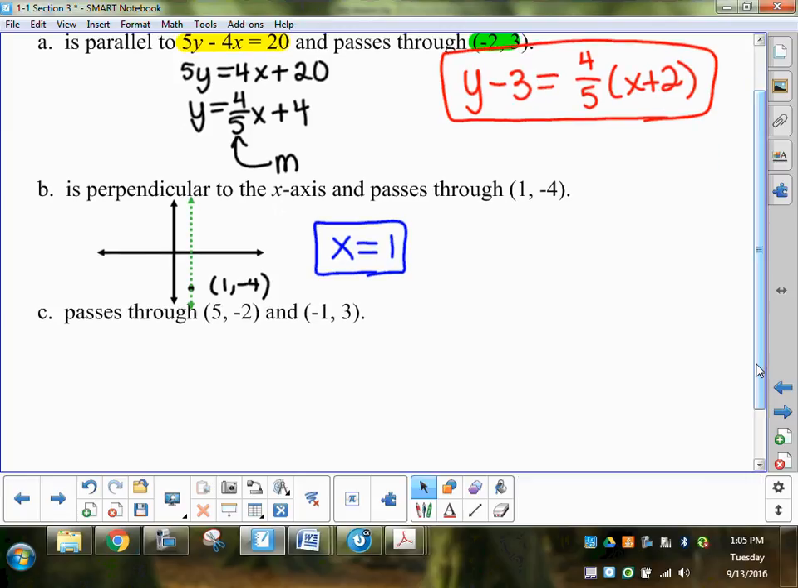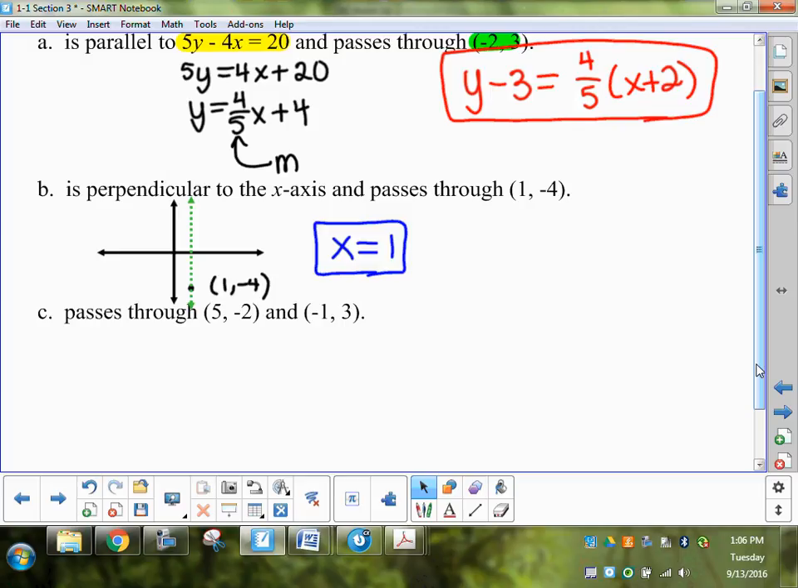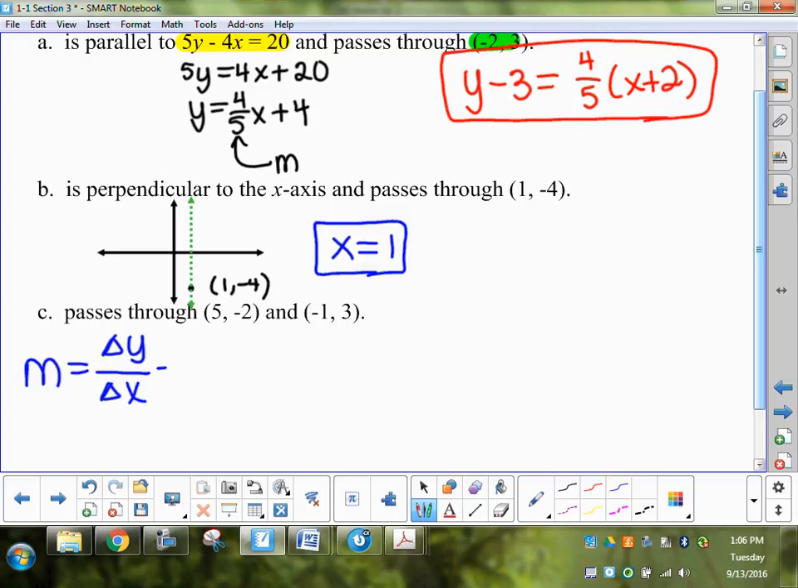Now, C is a little bit awkward. We know it passes through those 2 points. So, looking at what's there, Talia, what's missing from this that we need to have? Slope. Are we given enough information to find the slope? What's the formula for slope? Do you remember? There you go. So we're going to put a delta y over a delta x, change in y over the change in x.